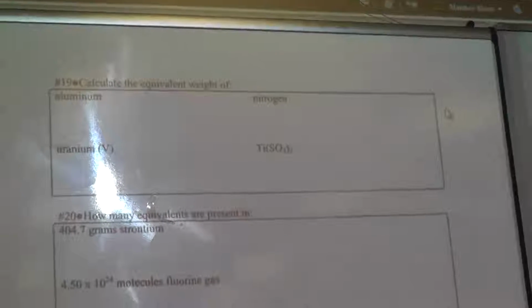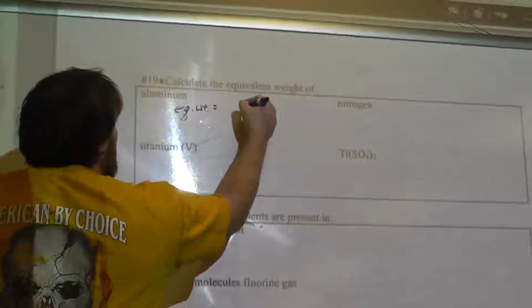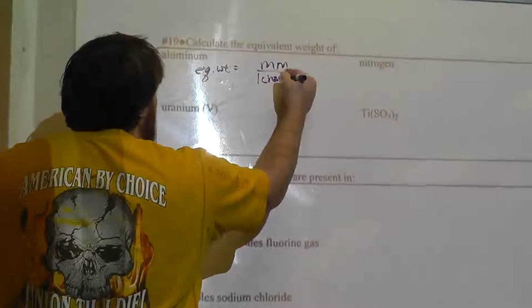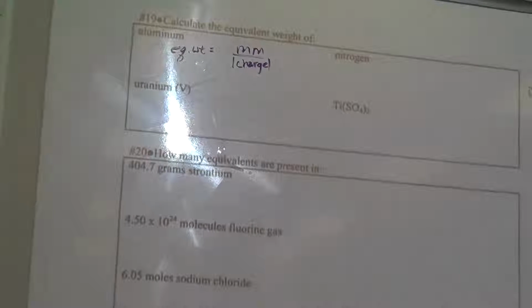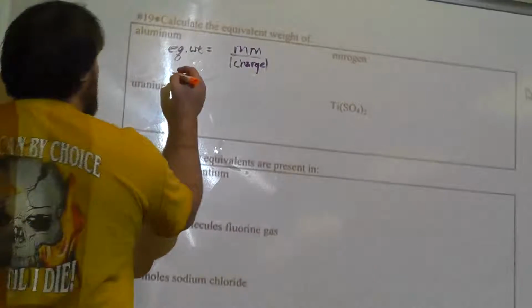So we're just wanting to solve for equivalent weights and get you used to setting up the formula. So the equivalent weight of aluminum is, set up your formula, so your equivalent weight is equal to your molar mass over the absolute value of your charge. Okay. Always set that up first and then plug in the information you're solving for. So your equivalent weight is what we're solving for here.